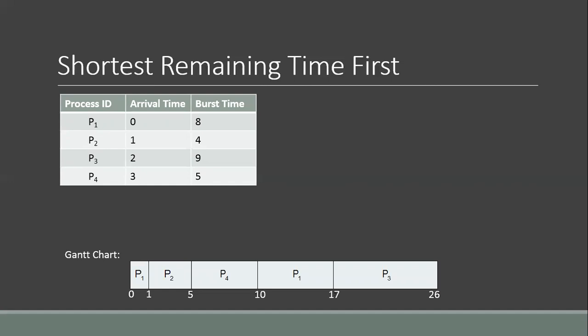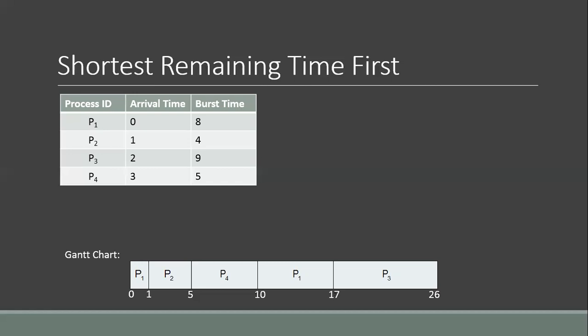The Gantt chart explains the schedule of these processes using the shortest remaining time first policy. At time 0, there is only one process in the system, that is process P1. So this is the only process in the ready queue. So SRTF will select this process for execution on the CPU. So process P1 will start its execution at time 0.